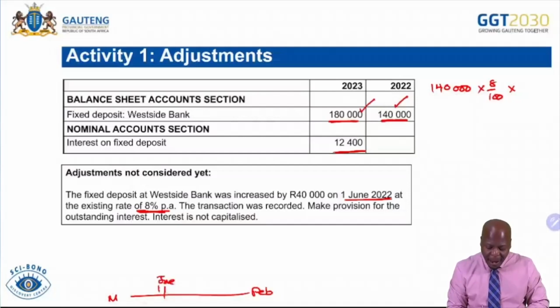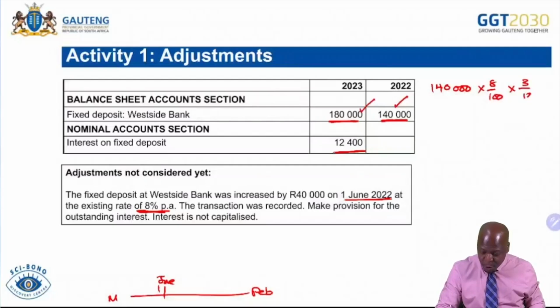So for how many months was it 140? It was in March, in April, in May. Do we count June? No. Someone tell me why. Because it was increased on the 1st of June. So if it's 1 June, we don't count June. So we're counting March, April, and May. How many months are those? There must be 3. So we say multiply that by 3 over 12.